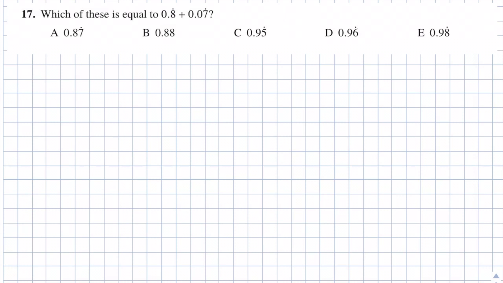Okay, so the way I thought about this is we obviously know that recurring decimals have an infinite number of decimal places. They recur forever, okay? So what I thought is let's write 0.8 recurring in an expanded form.